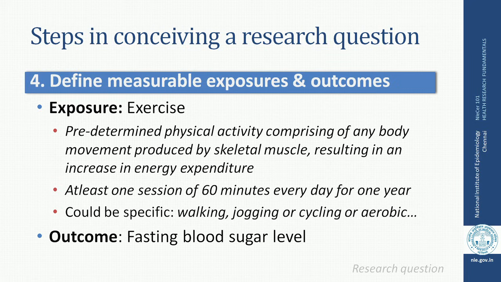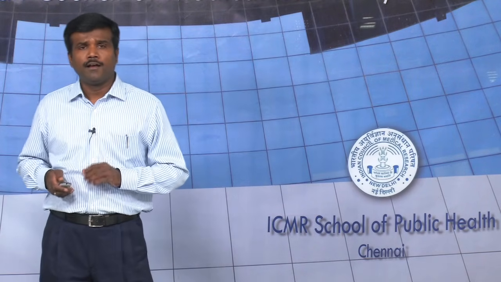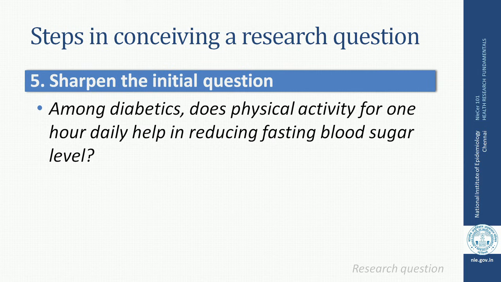Finally, outcome, now we have specified it is fasting blood sugar level, which means after the dinner anybody goes into sleep and the next day morning the stomach is empty after 8 hours. At that time if you measure blood sugar, that is called fasting blood sugar, and we are defining that as our outcome. The fifth step therefore is to sharpen the initial question with these steps in which we have progressed further. Among diabetics, does physical activity for 1 hour daily help in reducing fasting blood sugar?